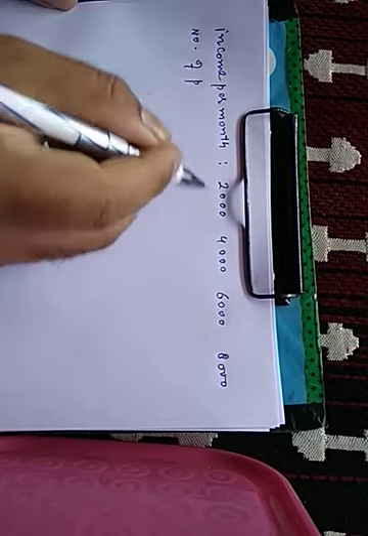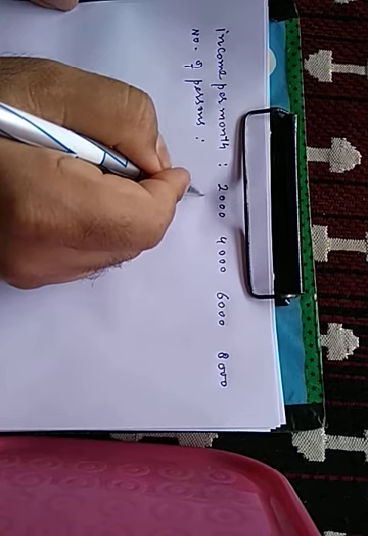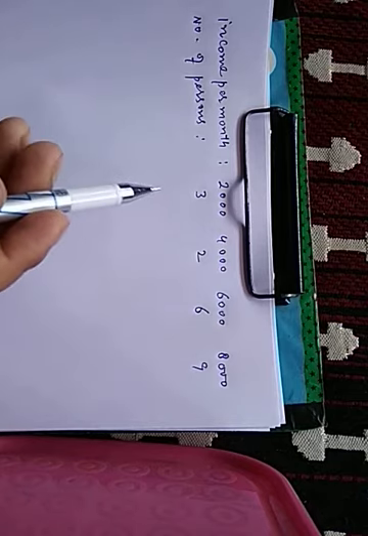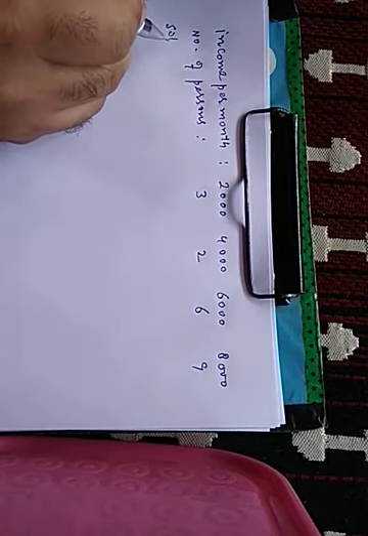Number of persons, or we can write number of workers, number of employees. Number of persons falling in these different income groups are 3, 2, 6, and 9. This is a given data, given statistical information. From this we have to draw a Lorenz curve. We will follow the same procedure that we have learned in this lecture.